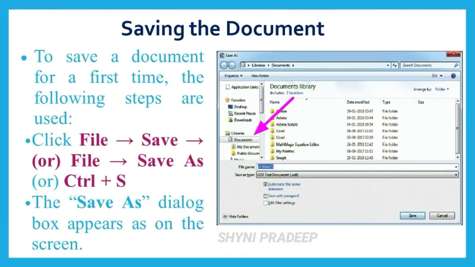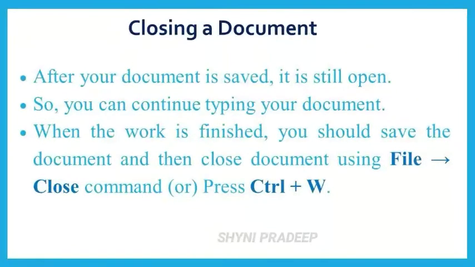Local disk D, E, F. You can select any location that you want to save. After that, type your document name in the file name box. And next, click save button. Once your file is saved, your document name will be displayed on the title bar. All the documents in OpenOffice Writer will be stored with the extension .odt. Okay, .odt.